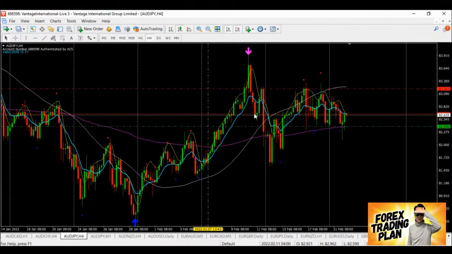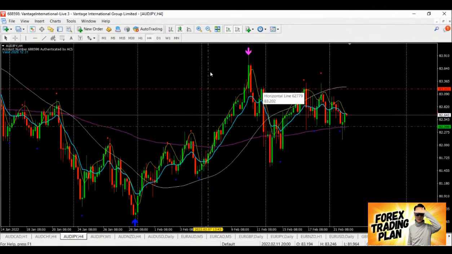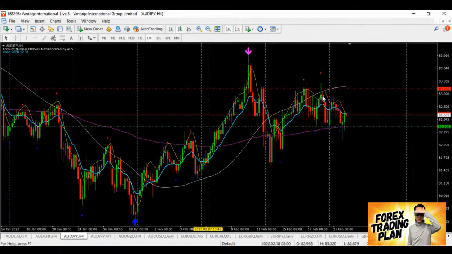Okay, so let's take a look at Aussie yen. Since in the bear market, over here, as you can see, this is a resistance, correct? So this resistance has formed up as a strong resistance over here, after the resistance has been tested twice. This is in forex trading.